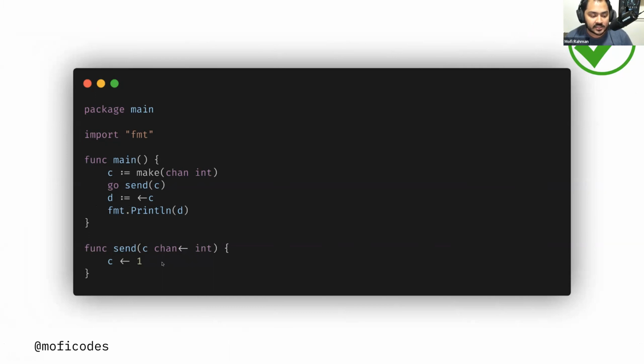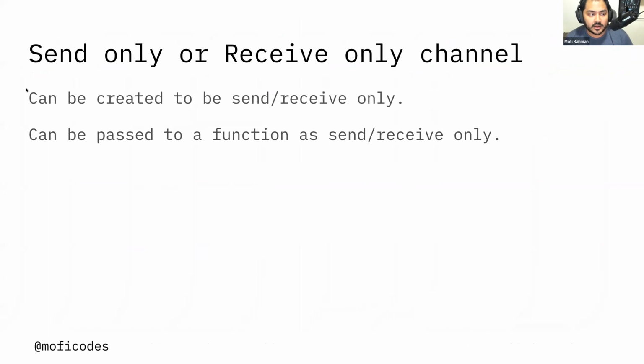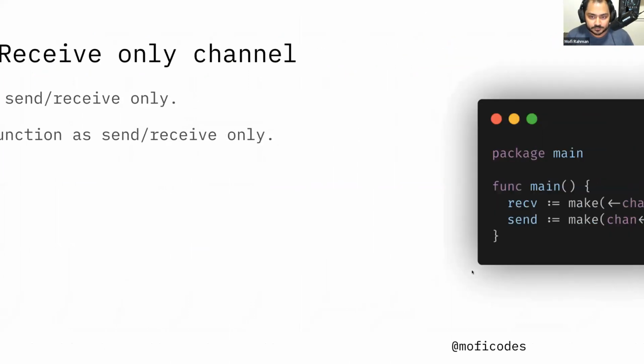So this is saying this is going to be a send only channel. Within the function, if I try to receive something from C, that would be a compiler error because within the context of this function, this channel was send only. So we could either declare it when we were creating it or when we were passing it to a function. We can say within the context of this function, we want this to be send or receive only.